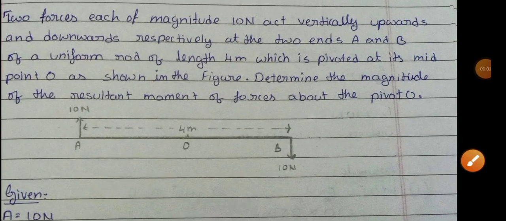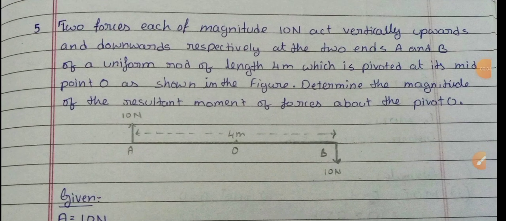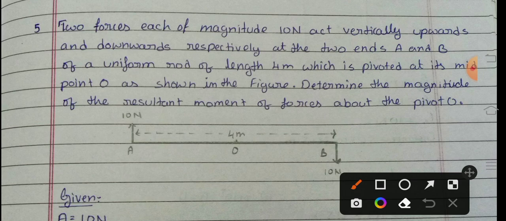Question number 5. Two forces, each of magnitude 10 Newton, act vertically upwards and downwards respectively at the two ends A and B of a uniform rod of length 4 meter, which is pivoted at its midpoint O as shown in the figure. Determine the magnitude of the resultant moment of the force about the pivot O. So first we will study this diagram. Here the rod length is 4 meter, and this side is point A, this side is B.